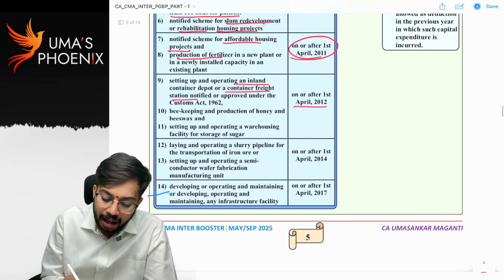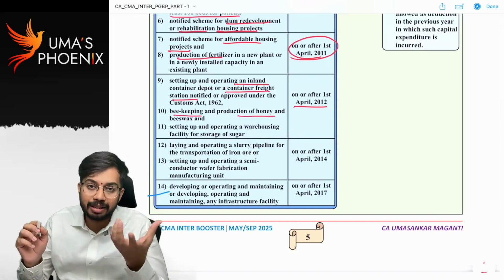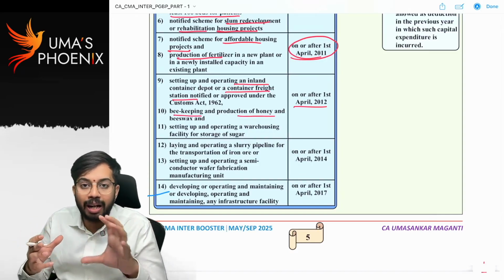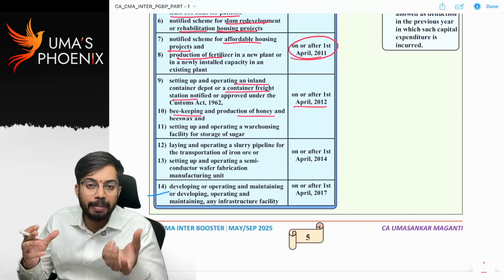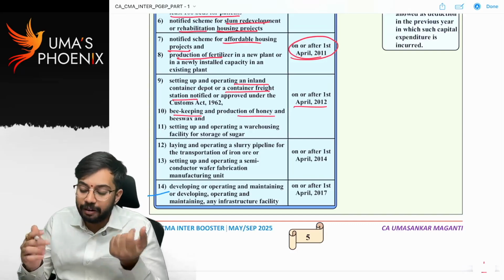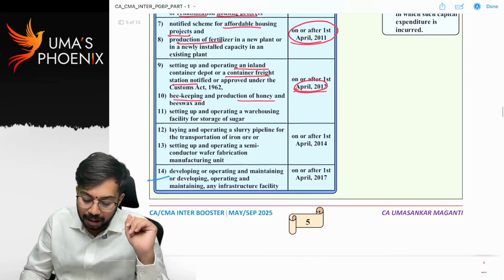Next, those who are engaged in beekeeping and production of honey. See how honey is prepared: through honeybees, honey is extracted. So those who are engaged in beekeeping business or production of honey business, if they start their business on or after 1st April 2012, are eligible for deduction.